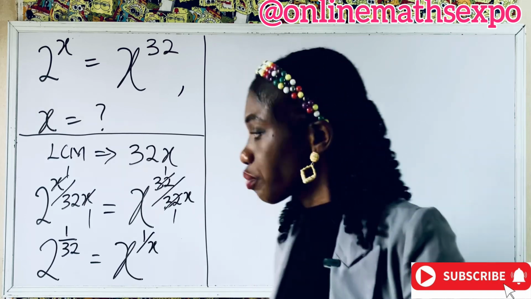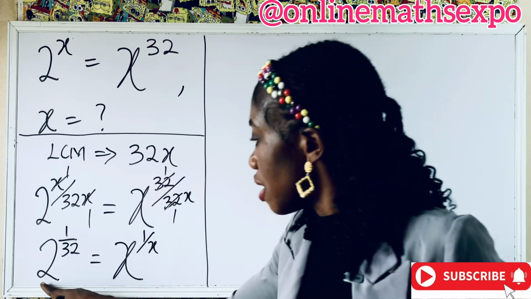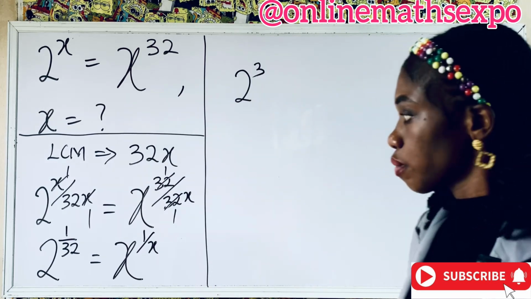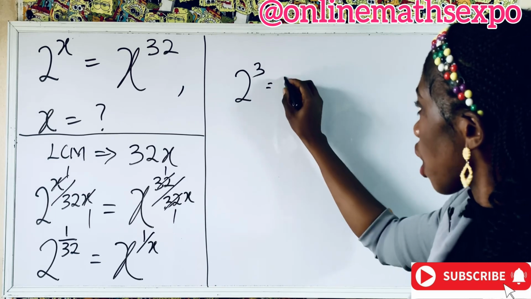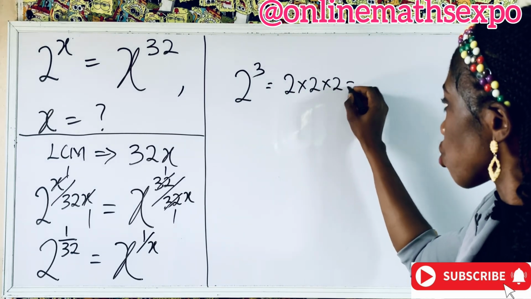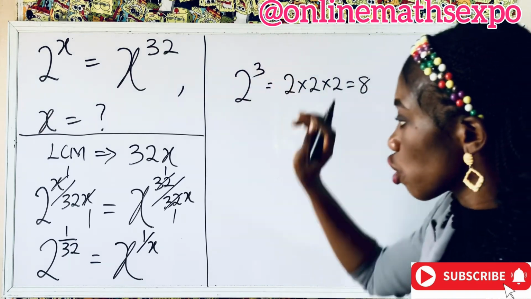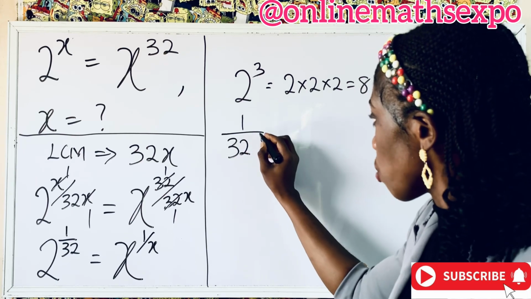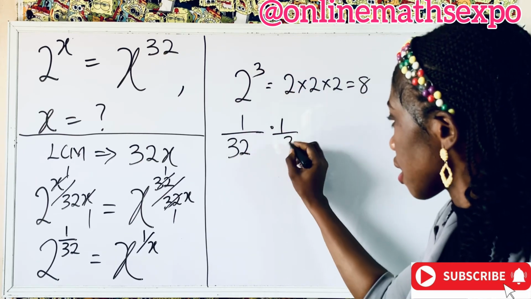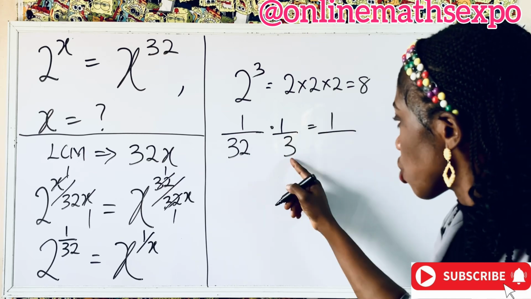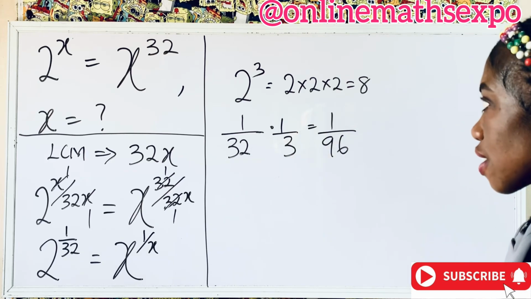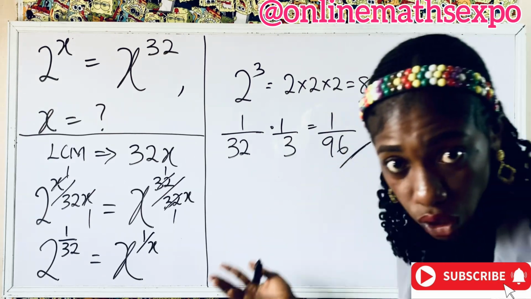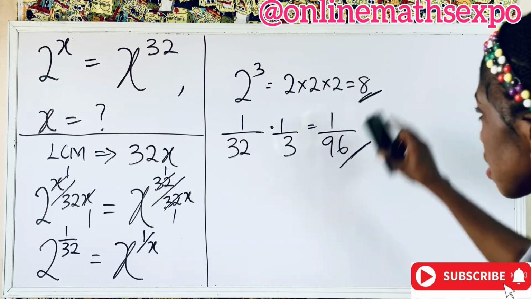Now, let's check. Supposing we raise this 2 to the power of 3. If you raise it to the power of 3, we are going to have 2 multiplied by 2 multiplied by 2 to give us 8. And you also do the same to the power. So for the power, we have 1 over 32, and you multiply it by 1 over 3. When you multiply this, it will give you 96. So you see, the base is 8, the power is 1 over 96. They are not the same. So it means this does not work out.